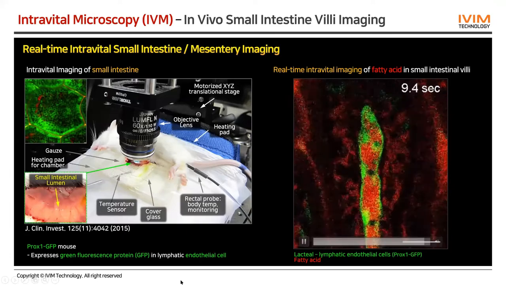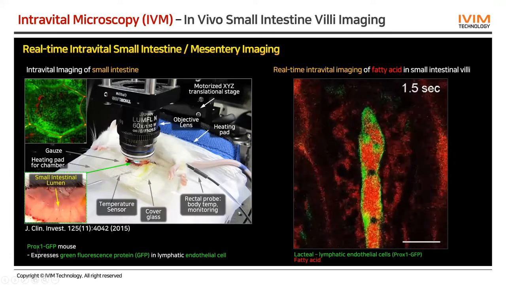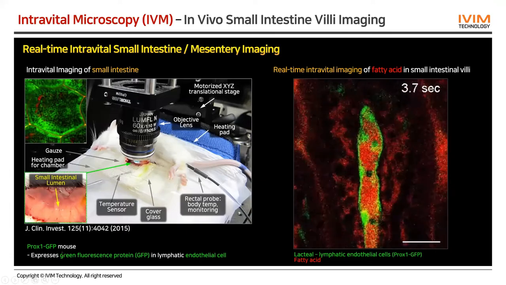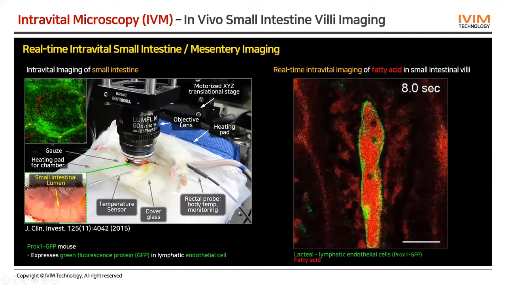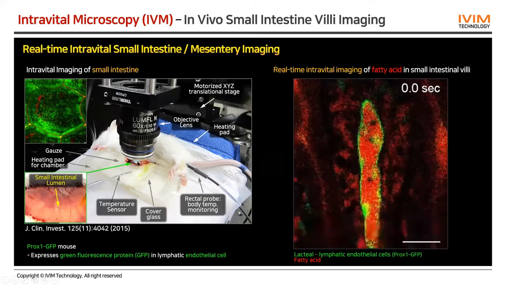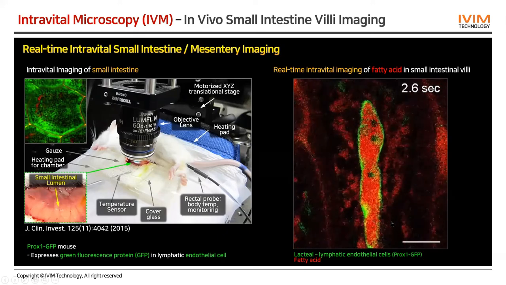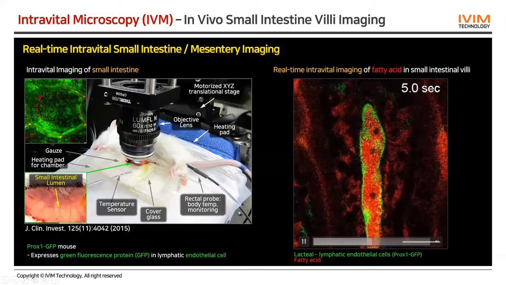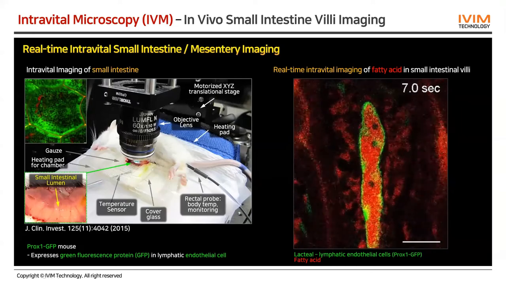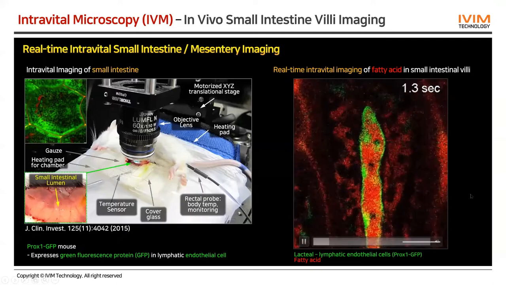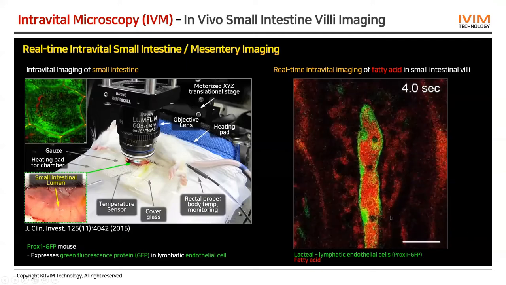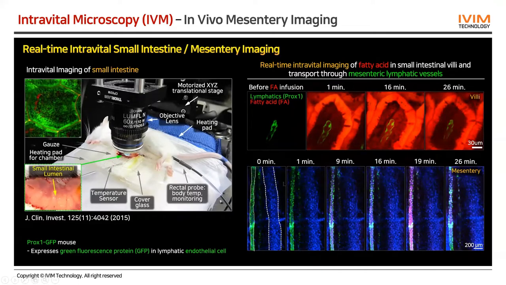So in the middle, actually we used a transgenic mouse model, the PROX1 GFP mouse model. So in this mouse, the GFP is expressed in the lymphatic endothelial cell. So in the small intestine, the lacteal, the lymphatic vessel inside the villi, expresses GFP. So you can see this lacteal inside the single villi. And then later, at the mesentery, this is the image obtained at the mesentery. You can see this green color, that's the mesenteric lymphatic vessel.